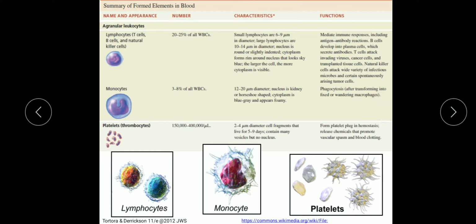Some become fixed macrophages, which means they reside in a particular tissue. For example, alveolar macrophages in the lungs, macrophages in the spleen, and Kupffer cells in the liver. Others become wandering macrophages, which roam the tissues and gather at the site of inflammation or infection.